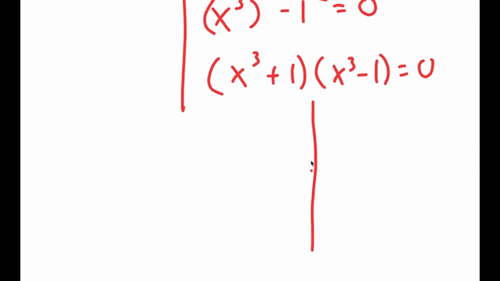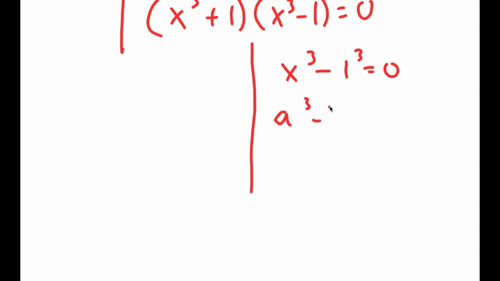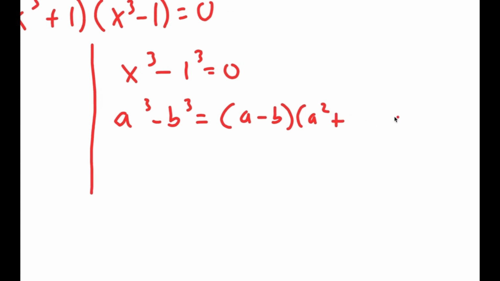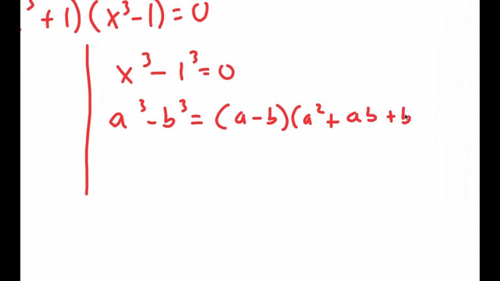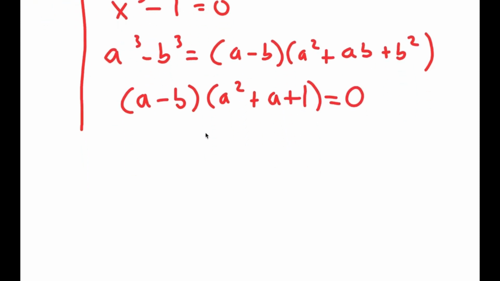Now, for x to the power of 3 minus 1 equals 0, I'm going to rewrite this as x to the power of 3 minus 1 to the power of 3 equals 0, so I can use the property a to the power of 3 minus b to the power of 3 is equal to a minus b times a squared plus ab plus b squared. So this turns into a minus b times a squared plus a plus 1 is equal to 0.